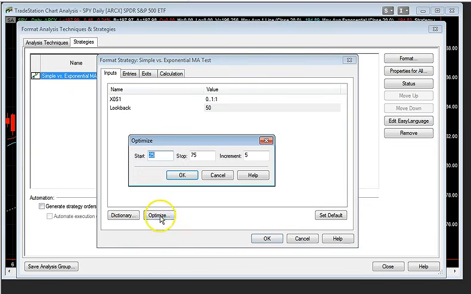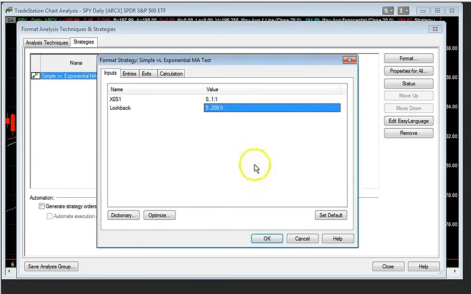But now I'm going to say I also want you to test everything from a 5-period moving average up to a 200-period moving average, in increments of 5. So now it's going to test the 5 simple moving average, the 5 exponential average, the 10 simple, 10 exponential, 15 simple, 15 exponential, etc., all the way up to the 200 moving average, exponential and simple.